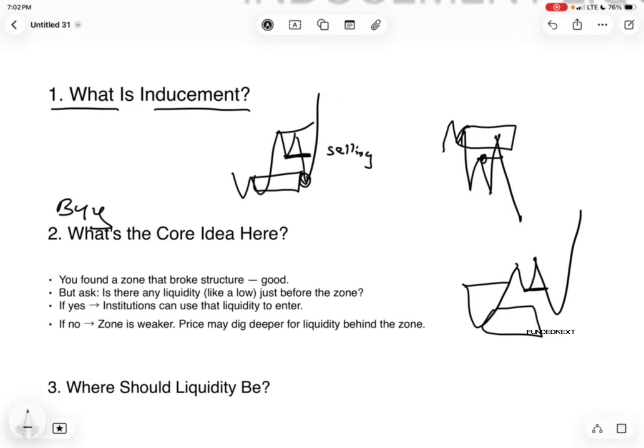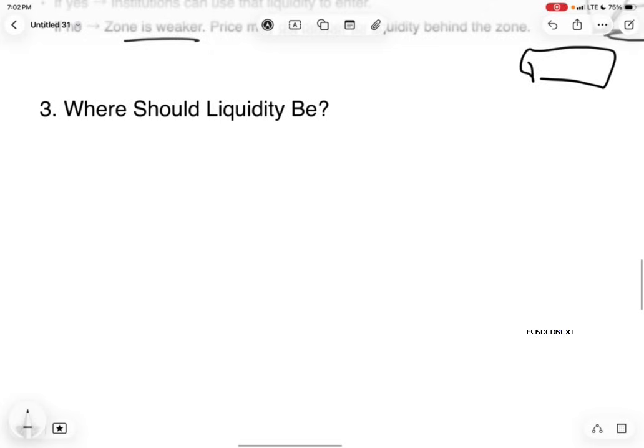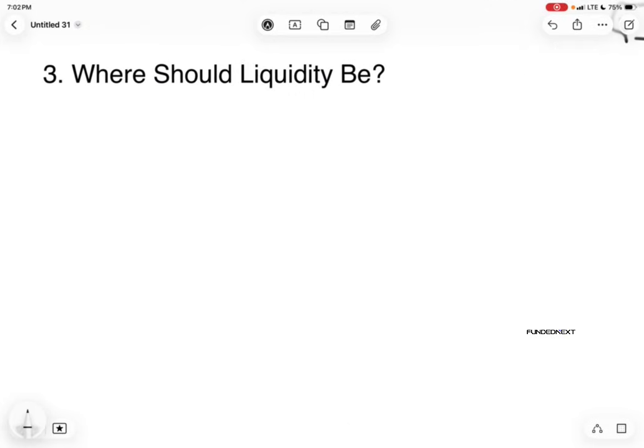And if not, just understand that that zone is relatively weaker and price might dig lower than the point of interest to seek liquidity. Which also means that your point of interest might actually be the inducement for the valid point of interest. So the question is, where should your liquidity be? So different ways inducements will actually form. A lot of different ways inducements will actually form.